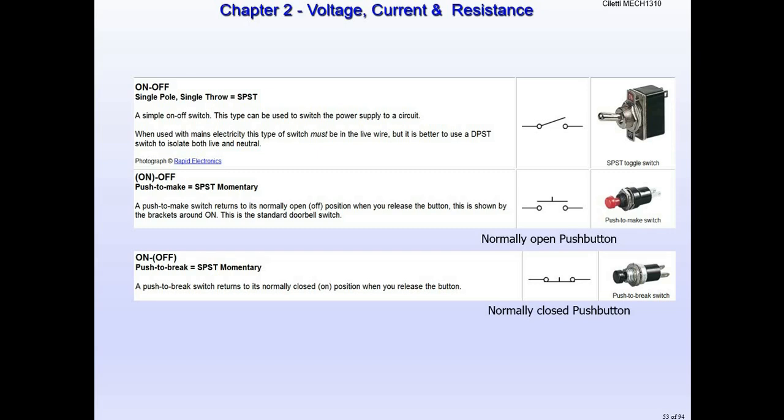All right, the next one is a push to break. It's still an SPST, but it's a normally closed push button.